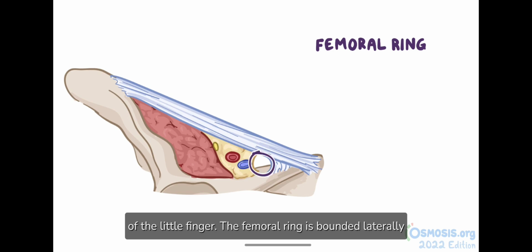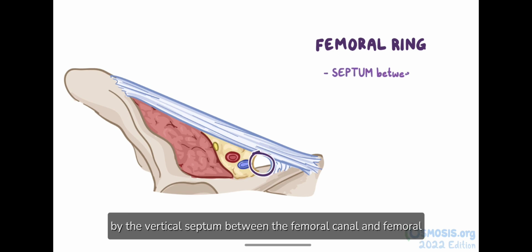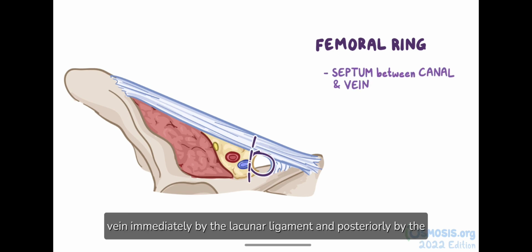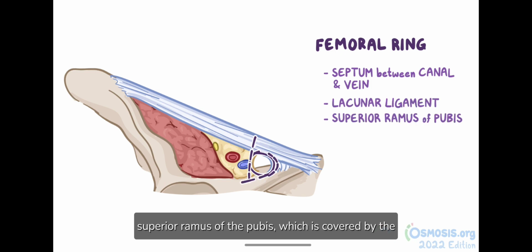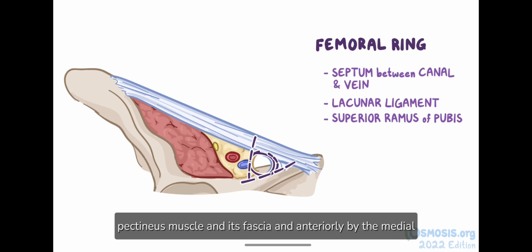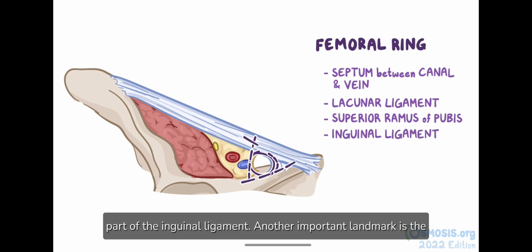The femoral ring is bounded laterally by the vertical septum between the femoral canal and femoral vein, medially by the lacunar ligament, and posteriorly by the superior ramus of the pubis, which is covered by the pectineus muscle and its fascia, and anteriorly by the medial part of the inguinal ligament.